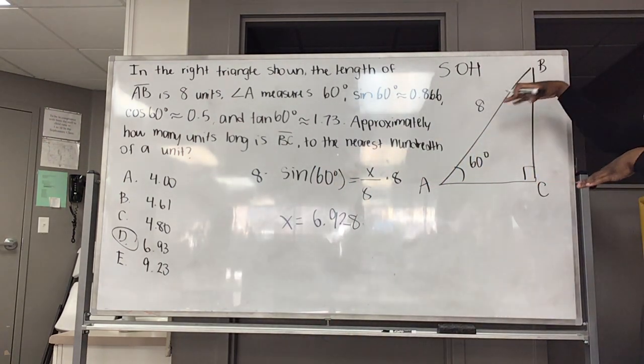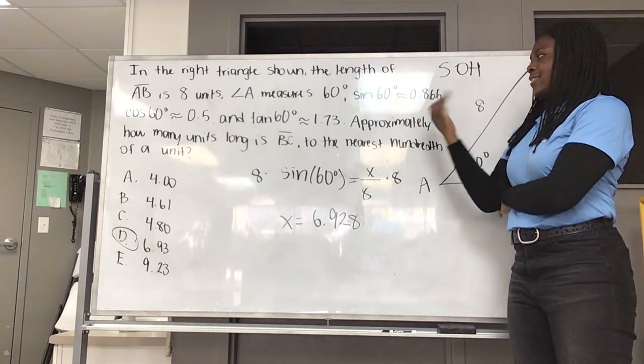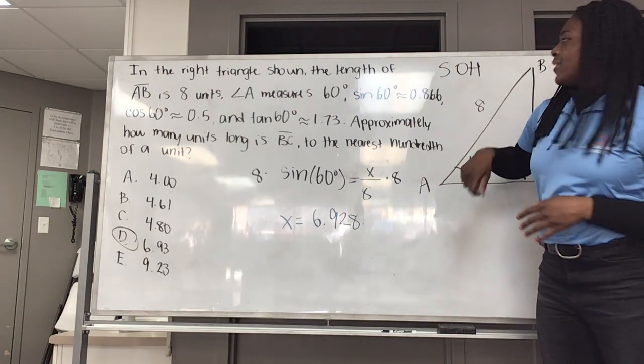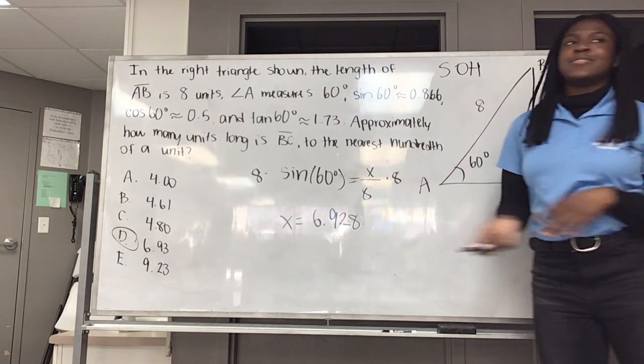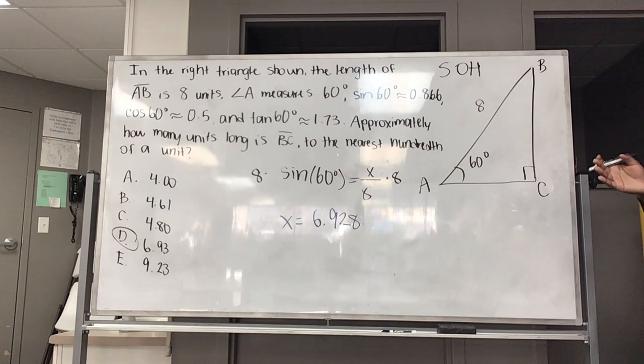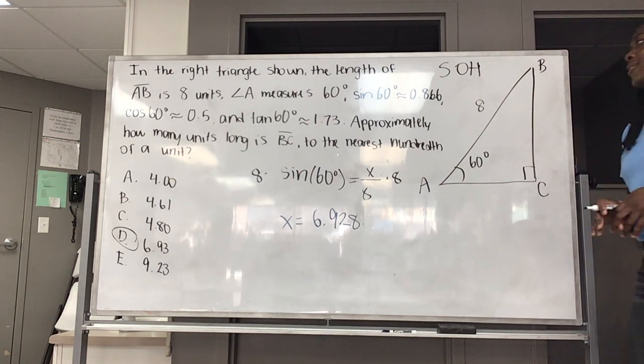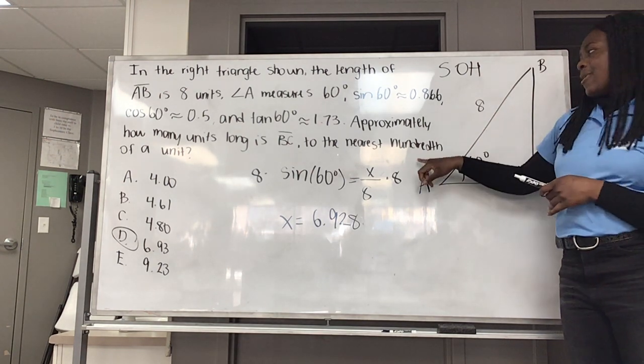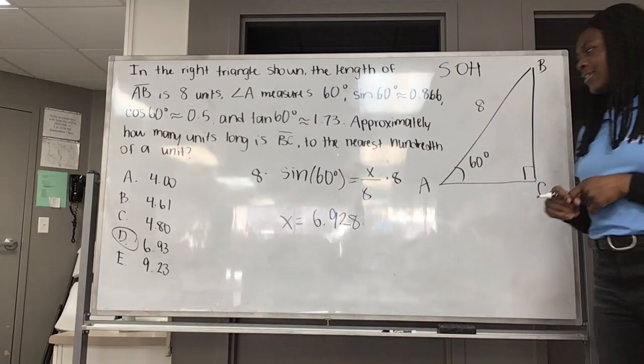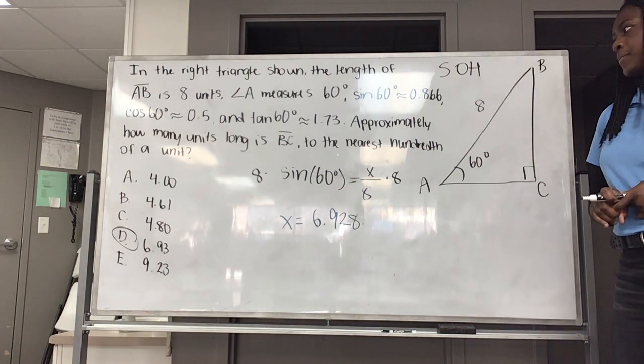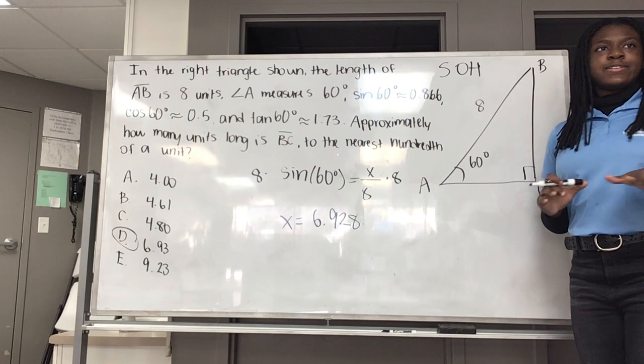And so all this other stuff in the problem, like cosine of 60 degrees is 0.5, and tangent of 60 is 1.73, you don't even need that to find the correct answer. It's just there, so it could trip you up, but if you know what you're looking for, then you should be able to find your answer, which was D. Okay, that kind of makes sense?